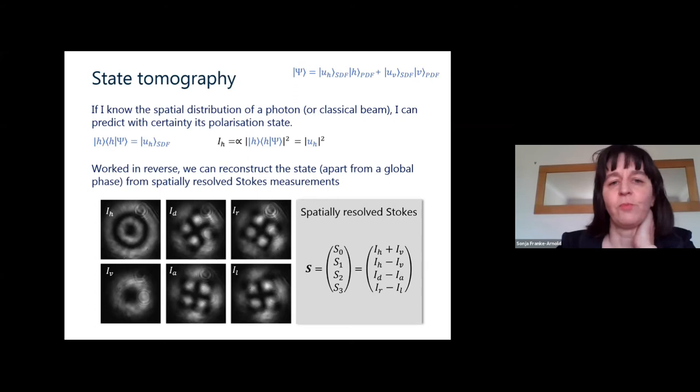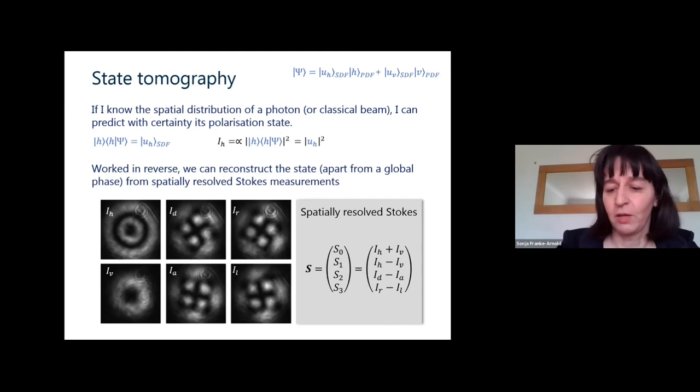So if you want to do proper state tomography, we need to know for each position within our beam what the polarization is, which means we need to define the alignment of the polarization ellipse and the ellipticity itself. Or if you so want, we need to find the phase between the horizontal and the vertical polarization component that gives us the degree of ellipticity.